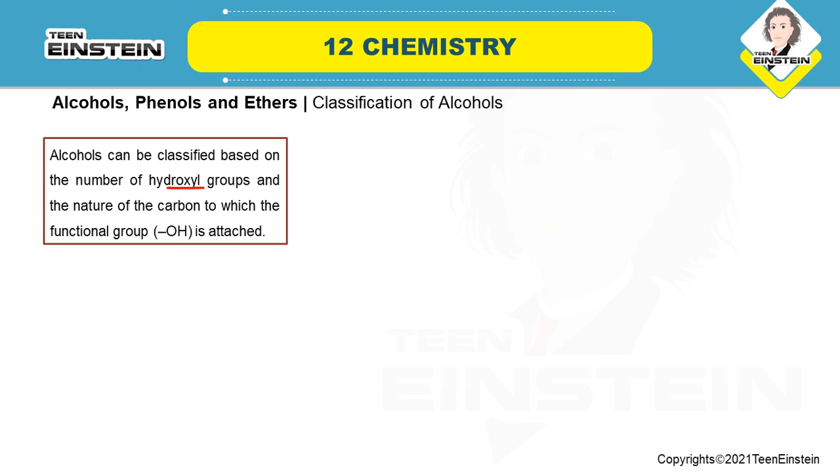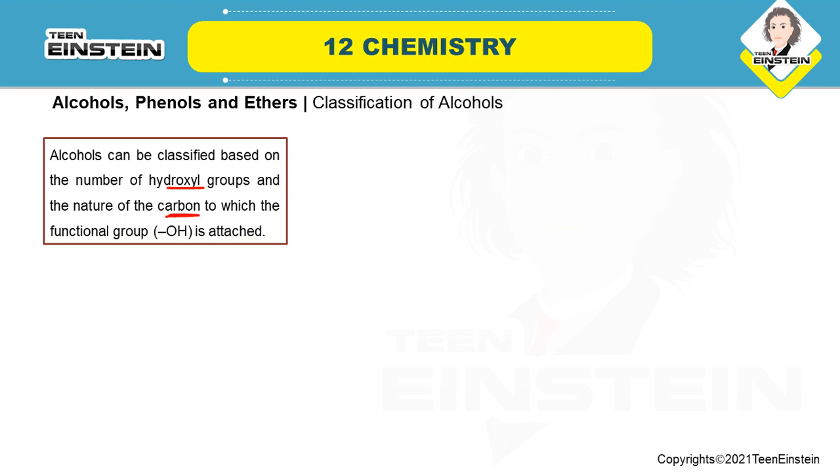Fine. So classification based on the number of hydroxyl groups, because when the OH group is present it is alcohol, but it may be more than one OH group. So depending on how many OH groups are present, sometimes the chemical properties and physical properties also change. So that is why we will also do the classification based on the number of hydroxyl groups and the nature of the carbon to which the functional group is attached.